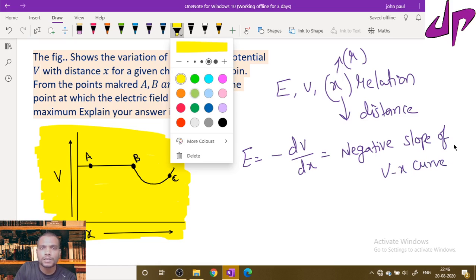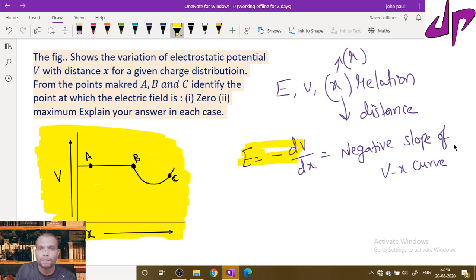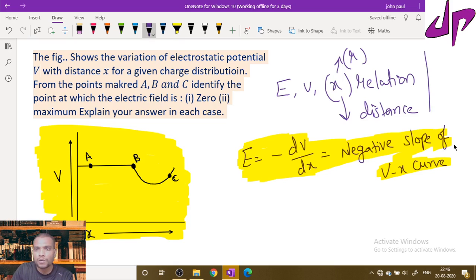If you remember this statement, then it is easy to get the answer. This is a very important statement from this chapter, the relation between electric field, potential and distance. You can also remember one more formula: potential V equals ED, or V equals EX. This is also a relation between electric field, potential and distance. Usually in capacitor cases we use that frequently.